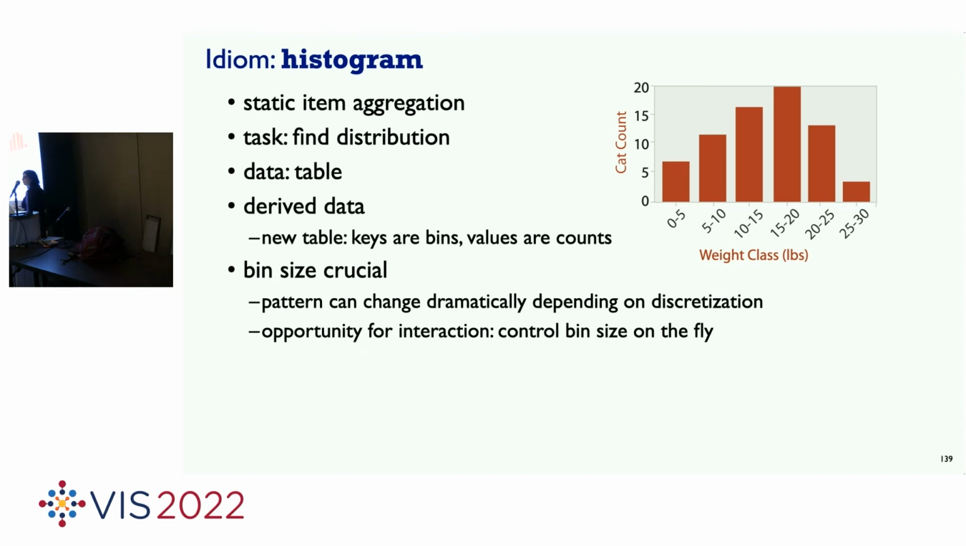If you want to find a distribution, you start with a table and you make another table. You derive a new table where the keys in that new table are the bins and the values are the counts of the number of times something occurred in the original. Of course, the size of the bins can really change the shape of this histogram. Interaction can be nice for allowing you to change that bin size on the fly.